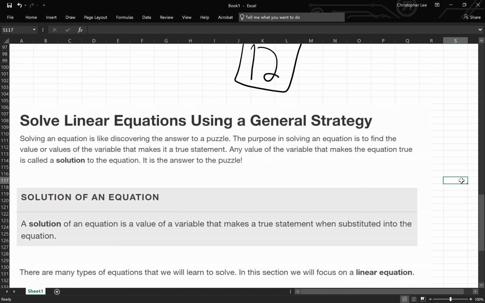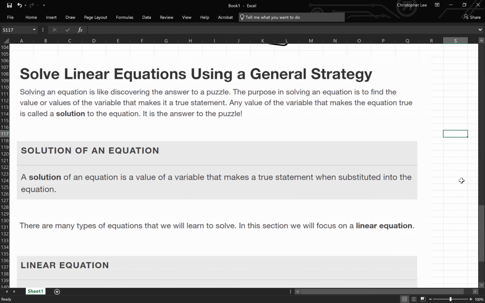All right. Solving an equation is like discovering the answer to a puzzle. The purpose in solving an equation is to find the value or values of the variable that makes a statement true. Any value of a variable that makes the equation true is called a solution to the equation, right? So it is the answer to the puzzle. A solution of an equation is the value of a variable that makes a true statement when substituted into the equation. There are many types of equations that we will learn to solve. In this section, we're going to focus on linear equations.